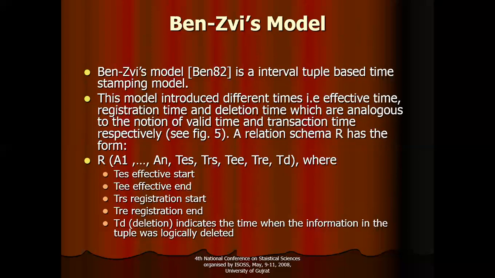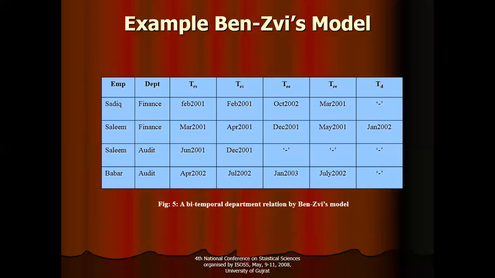So we always go for updates. Whenever we go for updates, sometimes we delete the information. So it also keeps the deleted information in the table. You can see the representation of the Benzavi model over here, with employees and departments, and now you can see a start transaction time, end transaction time, start effective time, end effective time, and then the deletion time. Let's suppose you look at the second tuple. Here you can see it is being deleted in January 2002, and so on.